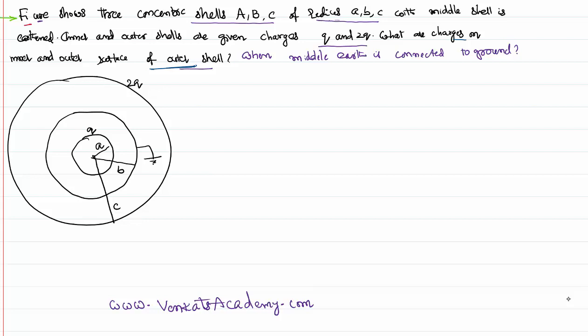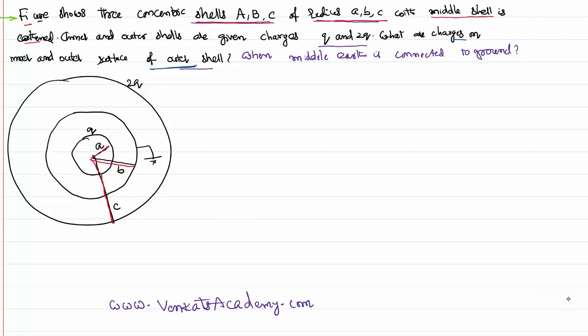In this video lesson, we are solving a problem from electric potential. The problem is like this: there are three shells A, B, C, each of radius small a, small b, small c. So this is the inner shell of radius a. This is the next shell of radius b. This is the next shell, the outermost shell of radius c. c is bigger, actually. The middle shell is earthened.